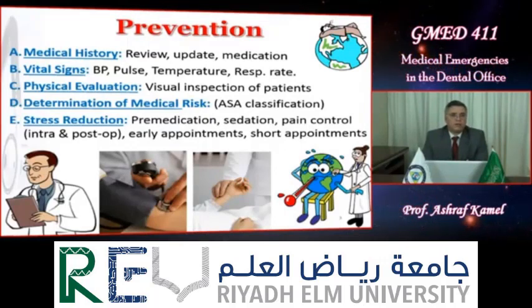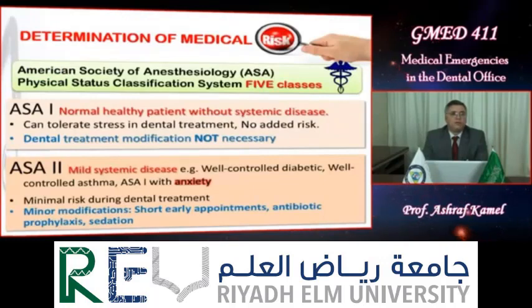Determination of the medical risk, or the ASA classification. Stress reduction. This can prevent a lot of emergencies. This can be through pre-medication or sedation, pain control, intra and post-operative, early appointments, short appointments. The determination of the medical risk: the American Society of Anesthesiologists, the ASA, has set the physical status classification system, and they have put 5 classes.